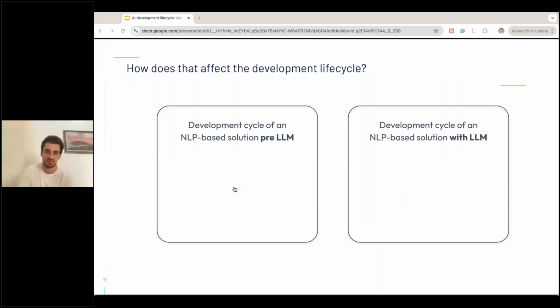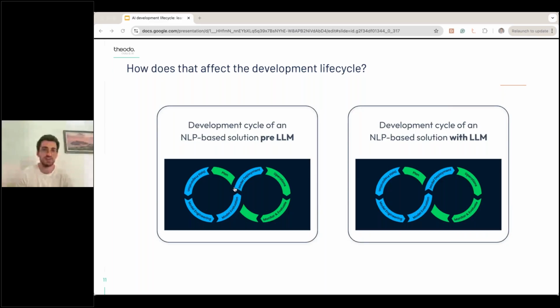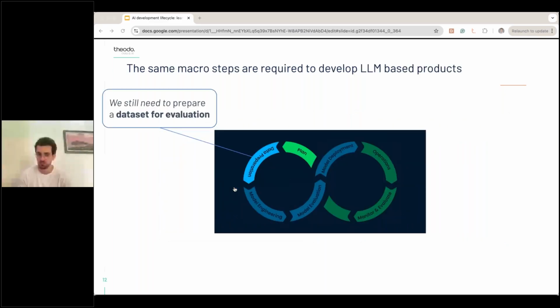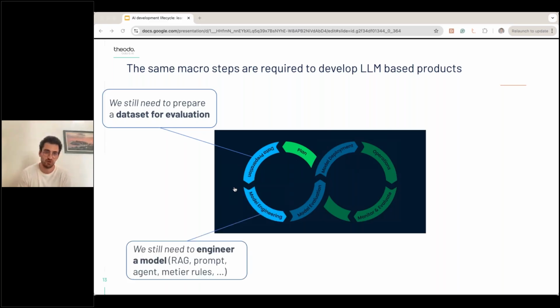So how does that affect the development lifecycle? What really changed? Actually, nothing. The steps are the same, because even though we are not training a model anymore, very often you can still fine tune, but very often you can just call APIs like the ones of OpenAI. We still need to prepare a dataset for evaluation to evaluate our task. We still need to engineer a model, whether it's a RAG, a prompt, or agents. You often need to add materials as well for your use case.